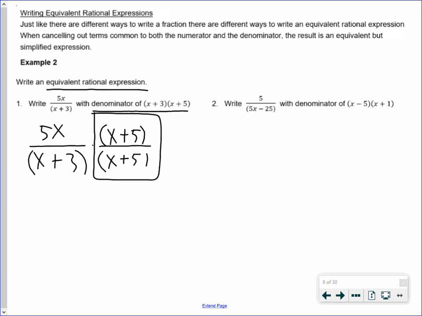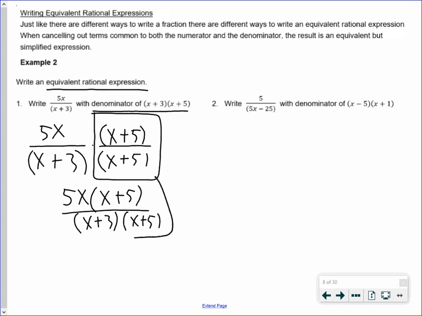So in this case, we're going to multiply 5x over x plus 3 with x plus 5 over x plus 5, and we get that 5x times x plus 5 all over x plus 3 times x plus 5 will be our equivalent rational expression that has the denominator that we want. Right? So that's our answer for number 1.